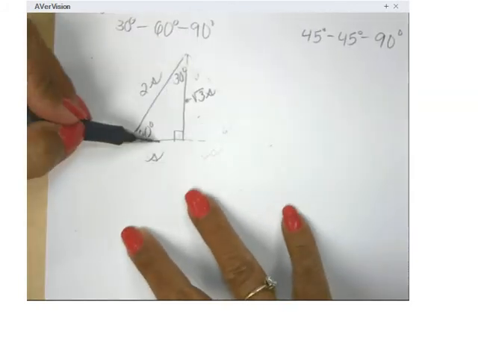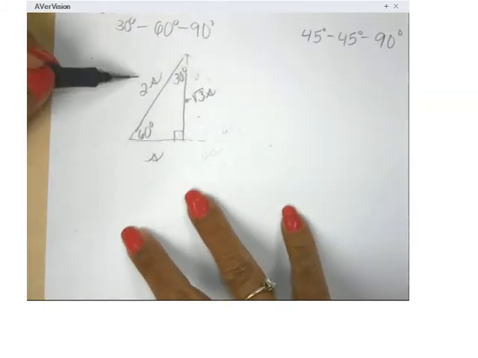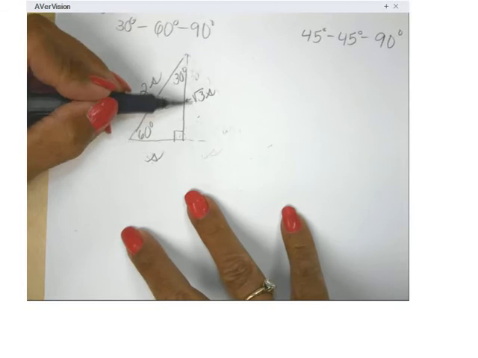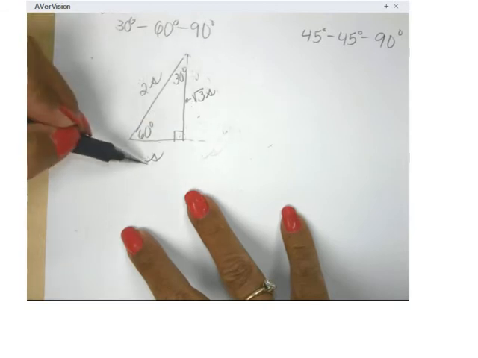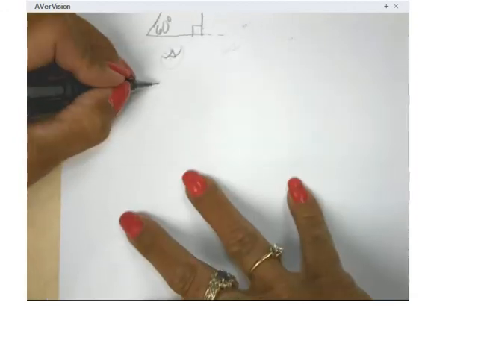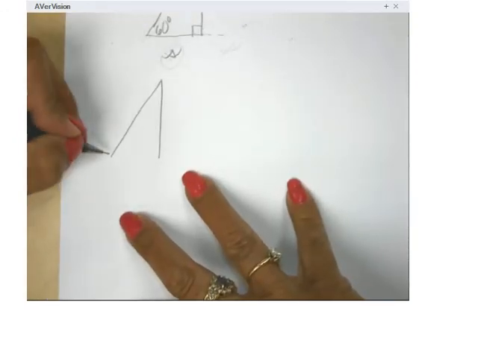So if I look at this, for any type of 30, 60, 90 triangle, we are always going to have the short leg being half the length of the hypotenuse. Or if we know the short leg, we double it and we get the hypotenuse. And if we're comparing short leg and long leg, we would take the short leg times the square root of 3 and get this value.